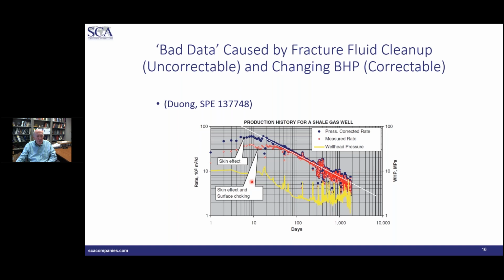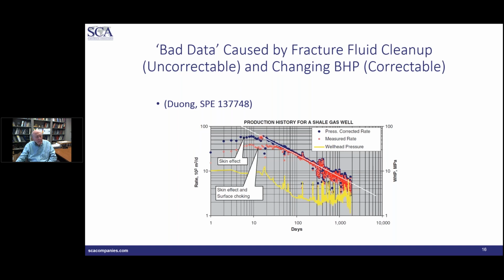So Duong said in his paper, from which I've taken this graph, the explanation for the difference between the observed rates and these pressure corrected rates, that's a combination of what he calls skin effect and surface choking. And we can see the surface choking with this pressure history. We could correct for that if we have pressure measurements. And of course, we don't always have those pressure measurements, but if we do, we could correct for it. However, if we're analyzing data from dozens, hundreds of wells, most of the time we don't have time to do that. We just have to accept the measured rates and identify when we get on trend and analyze only those data.